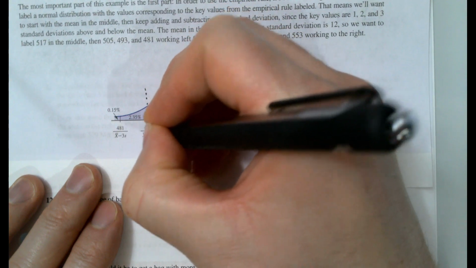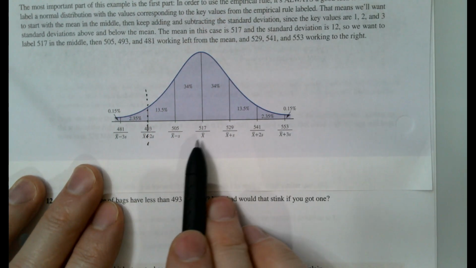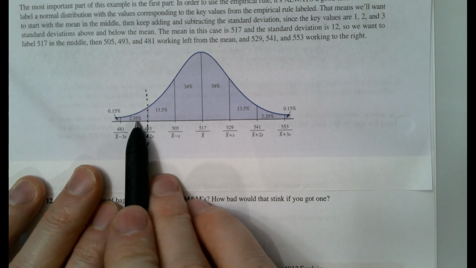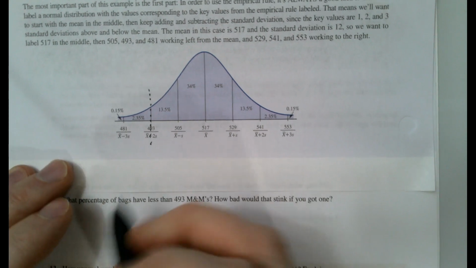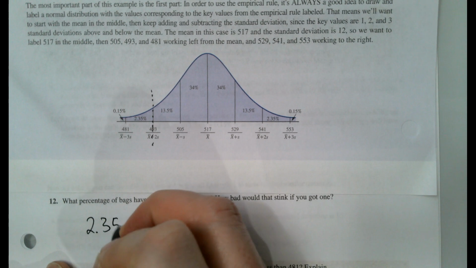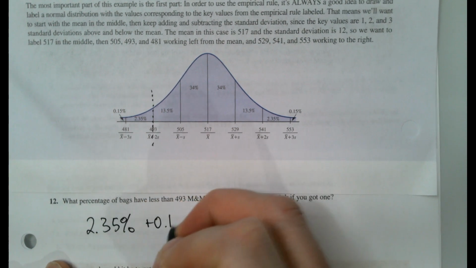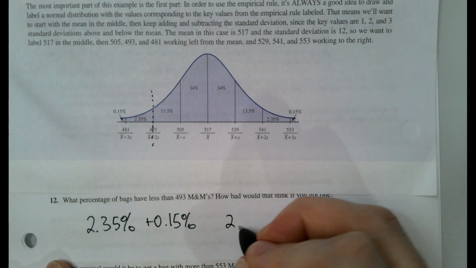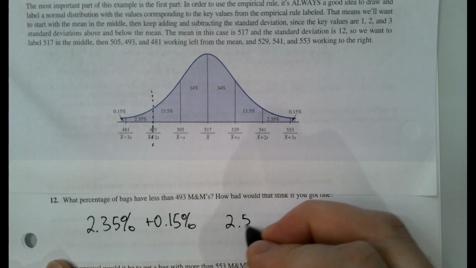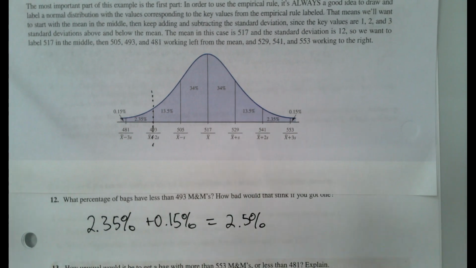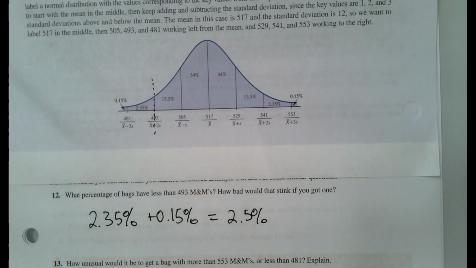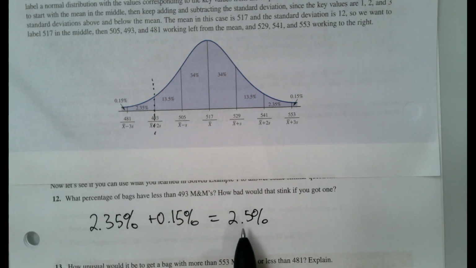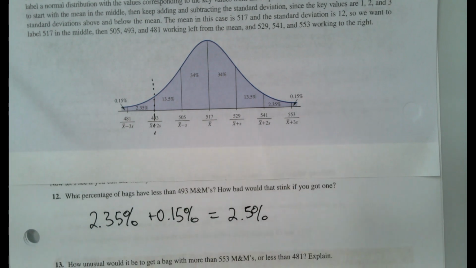Well, based on the empirical rule, we're noting that 493 is 2 standard deviations below the mean. And we would see that that's 2.35% plus 0.15%. And we would expect, because they're normally distributed, that that's going to be 2.5% of the bags. That's what we would expect. That's not particularly likely, right? That's on the lower end, and you're feeling like you're shortchanged in that realm.